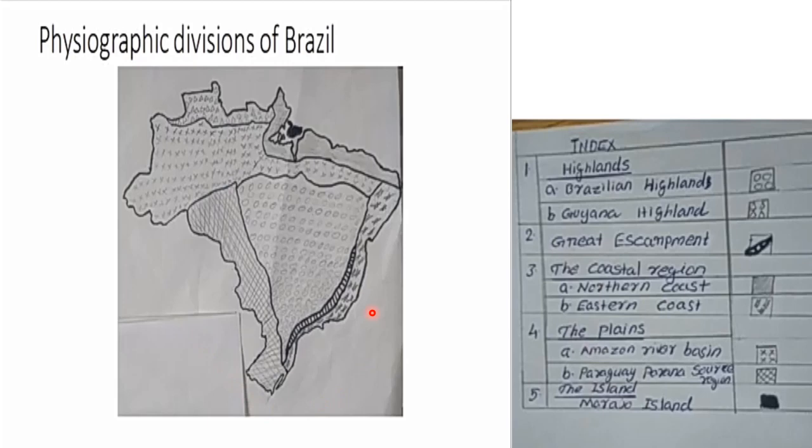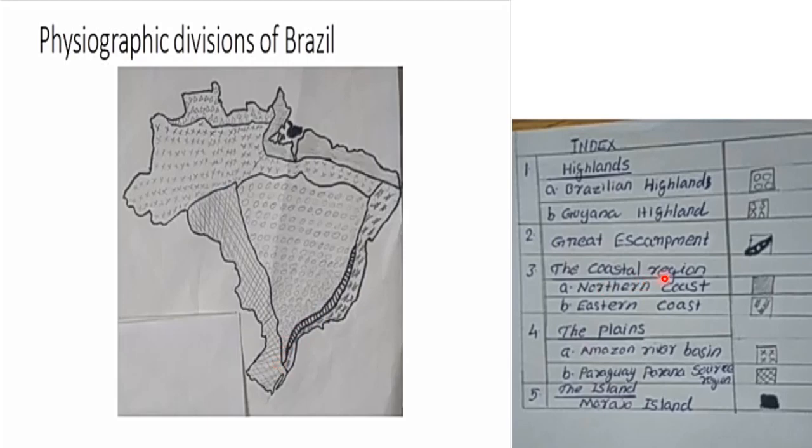These are the physiographical divisions of Brazil, which I have marked here in the Brazil map. First one, highlands. We have two highlands. The Brazilian highlands, which I have marked with small circles here. Then the Guiana highland, which I have marked with small triangles. This Guiana highland has very much height. Then we have the Great Escarpment in the Brazilian highland. We had seen that photo. See, this is the Great Escarpment.